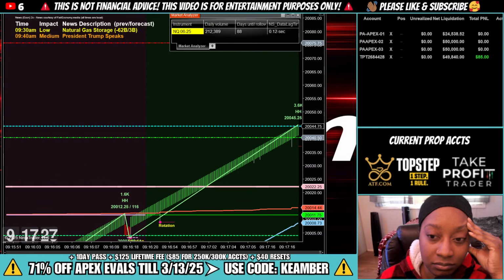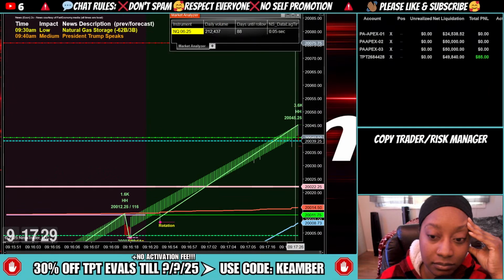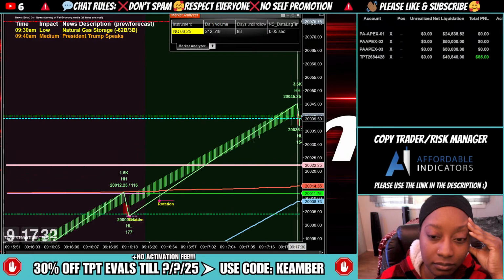Zelensky says Ukraine and US teams are to meet in Saudi Arabia on Monday. It would be a separate meeting from the Russia-US teams.